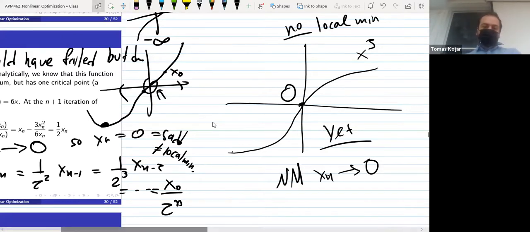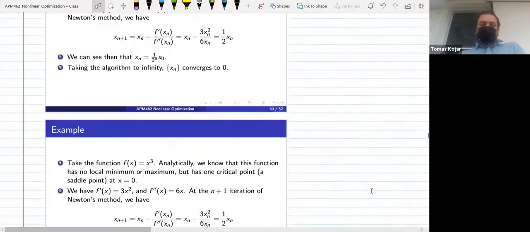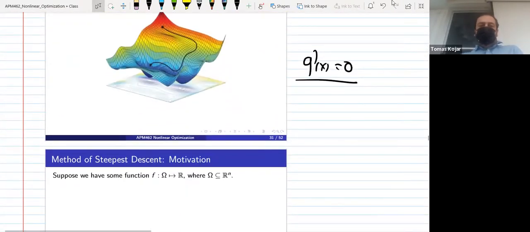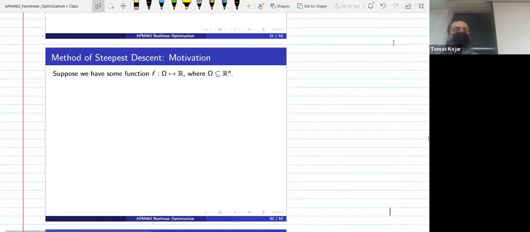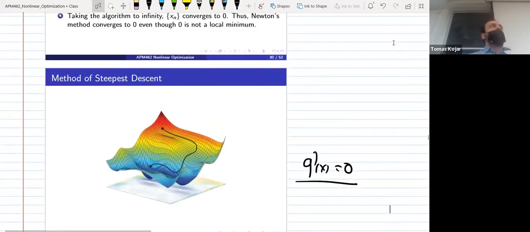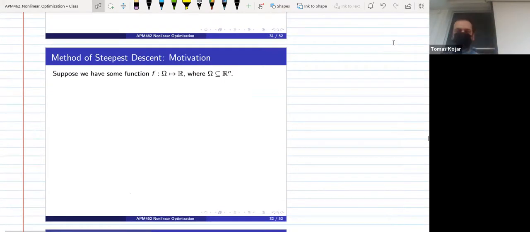So let's look at another method. If you are going into statistics, you will see this pretty soon. It's called the method of steepest descent, and it's one of the bases of neural nets. All the pictures I'm taking are from neural nets. This is the foundation for most of the cool stuff that's happening in stats.